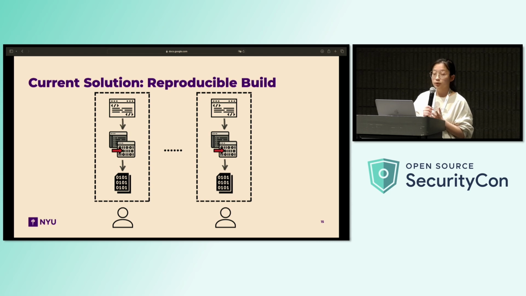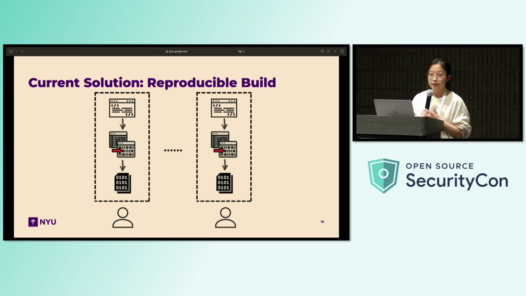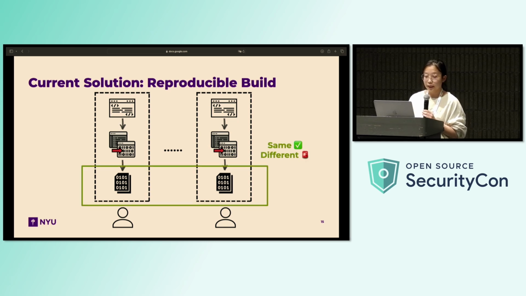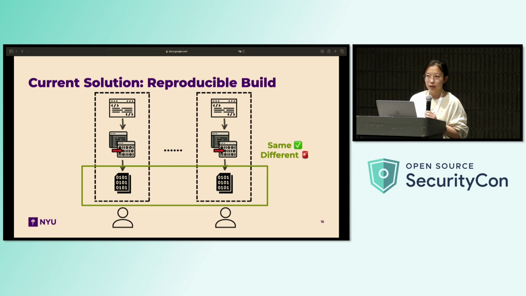One current solution to mitigate this problem is reproducible builds. A reproducible build runs the same build pipeline multiple times, and then compares the final binaries. If the final binaries are identical, then we believe the build pipeline and the final binary are trustworthy. But reproducible builds also face several limitations.